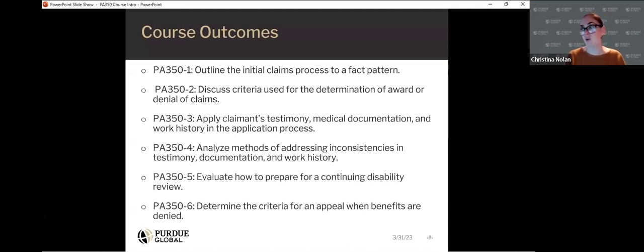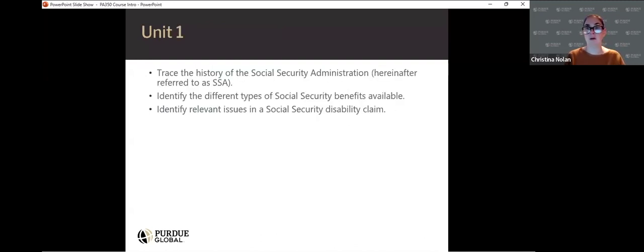So here are the 6 outcomes. This is a 6-credit course, and they track what you're going to be doing throughout the course, which is, of course, in line with the course description. So in Unit 1, you're going to look at the background of the SSA. How did it form? What was its purpose? What were its goals? What is it doing now?